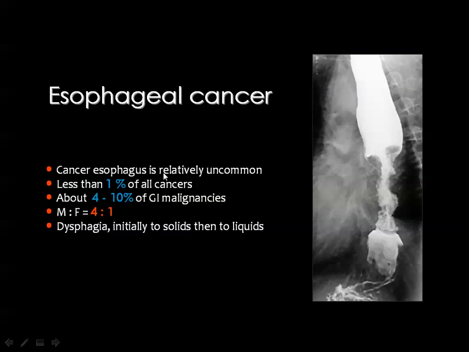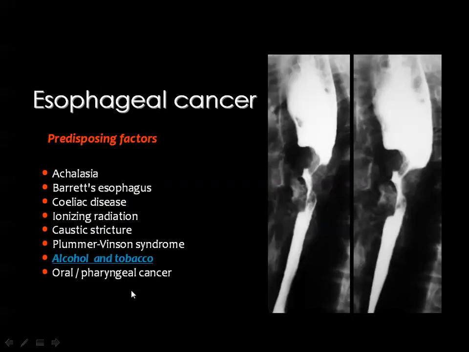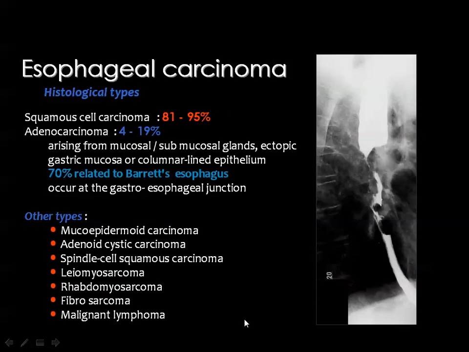Cancer of the esophagus is relatively uncommon. It represents 1% of all cancers, 4 to 10% of GI malignancies, and is relatively more common in males compared to females. These are the risk factors, and I stress alcohol and tobacco, of course, beside many other lesions. Squamous cell carcinoma represents up to 95%. Adenocarcinoma is in the range of 4 to 19%, and usually arises on top of Barrett esophagus, occurring lower down in the esophagus, as reflux esophagitis is one of the predisposing factors.